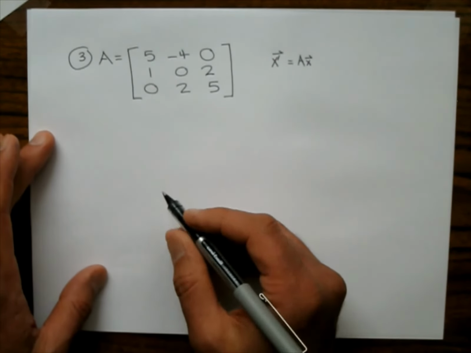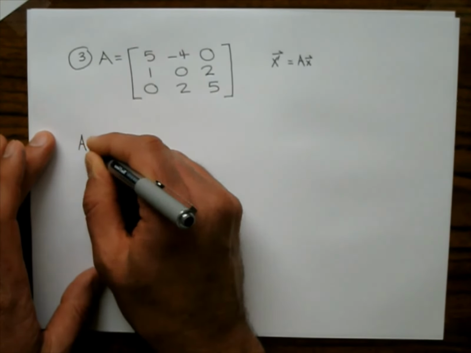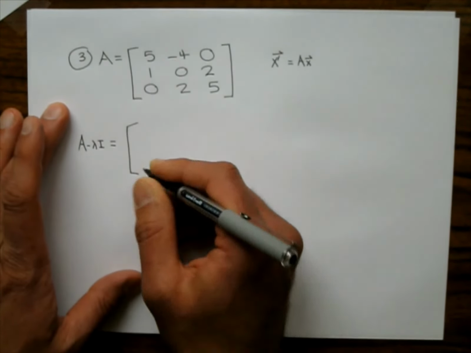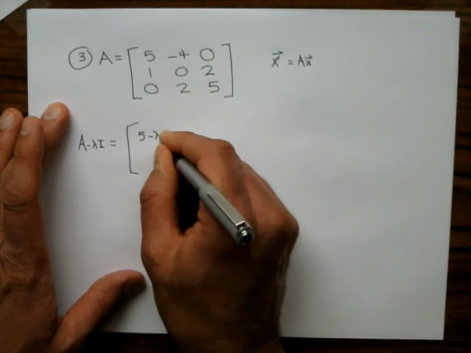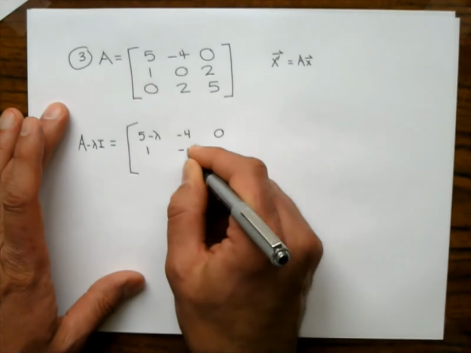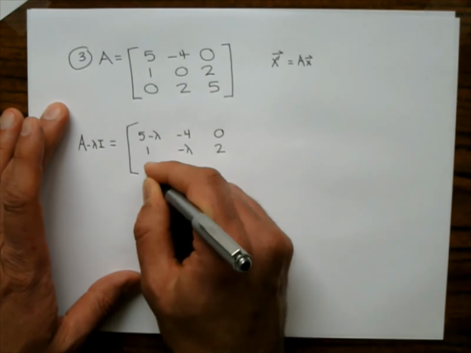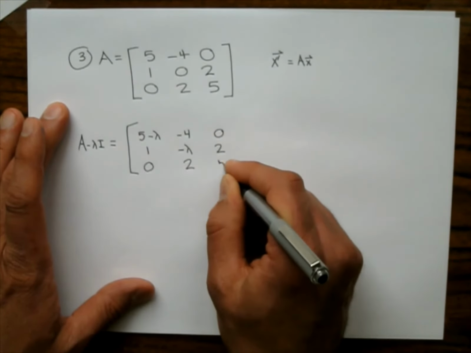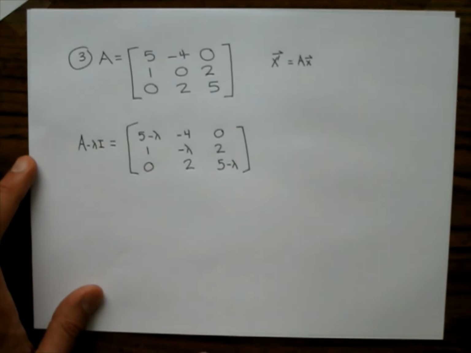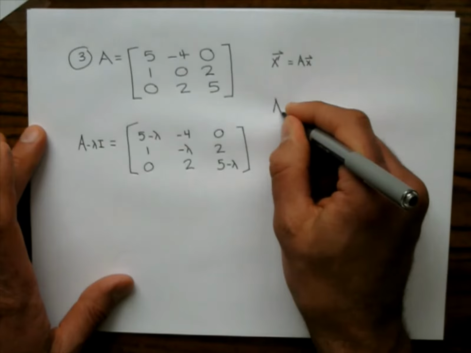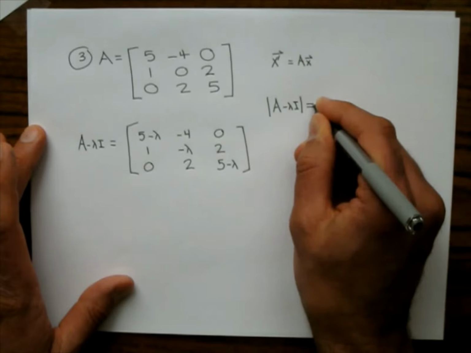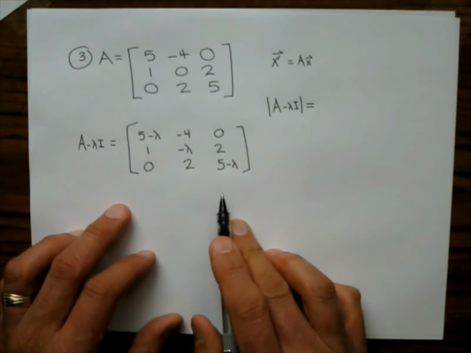So what we want to do is we want to go A minus lambda I. Write out what this is. So this is going to be 5 minus lambda, negative 4, 0, 1, negative lambda, 2, 0, 2, then we have 5 minus lambda. Okay, the next thing we want to do is we want to figure out the eigenvalues by taking the determinant of that and setting it equal to 0.